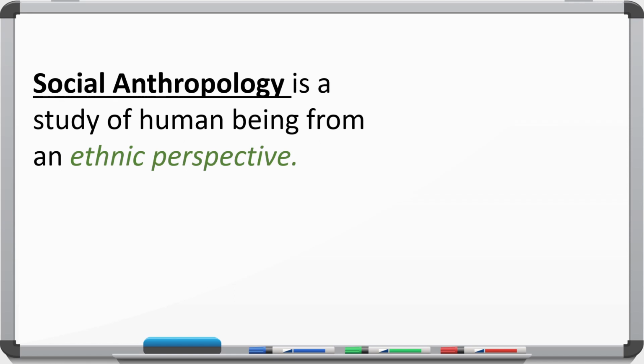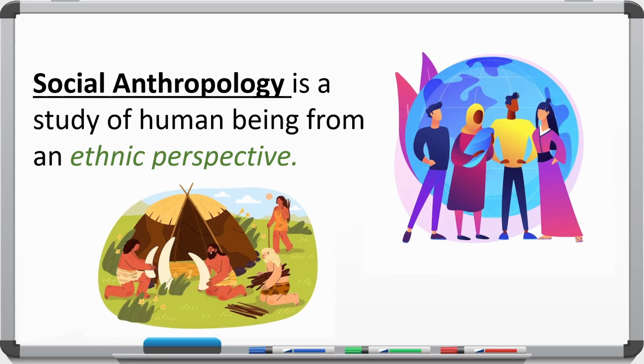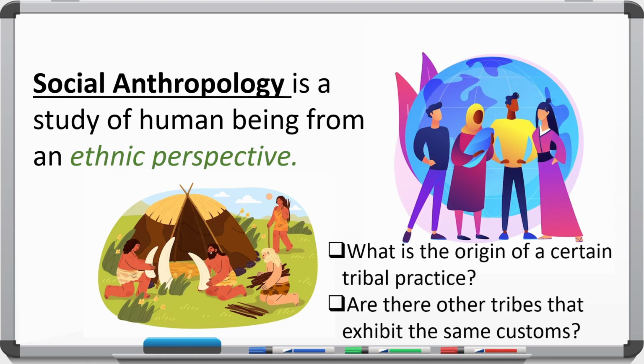While social anthropology is a study of human beings from an ethnic perspective, it deals with the variations in social customs and practices from one ethnic group to another. A social anthropologist would ask, for example, what is the origin of a certain tribal practice? Are there other tribes that exhibit the same customs? So it's different from philosophy of the human person or philosophical anthropology.